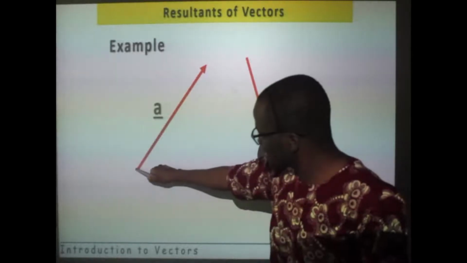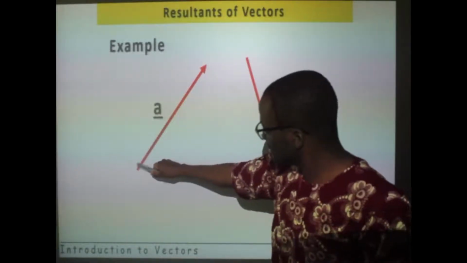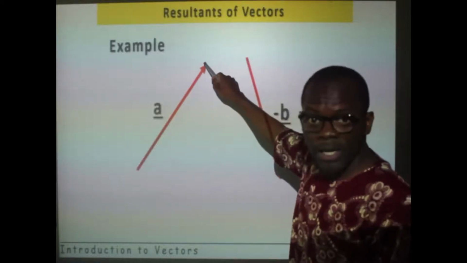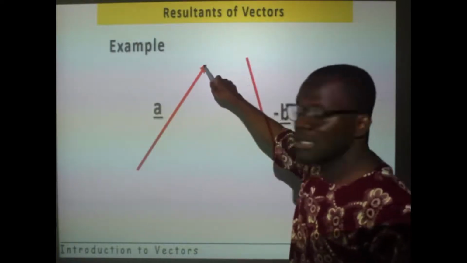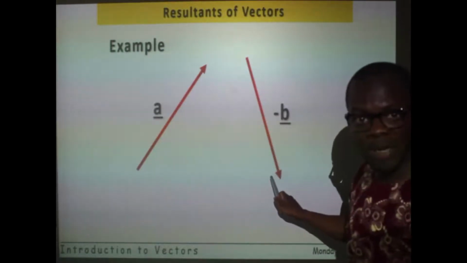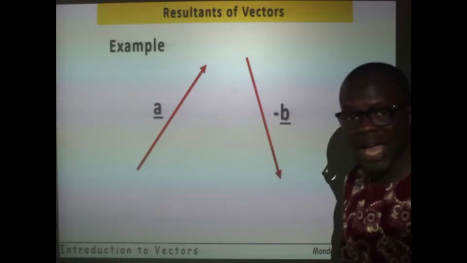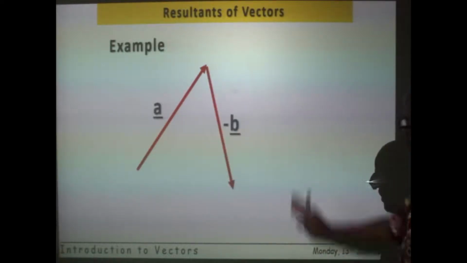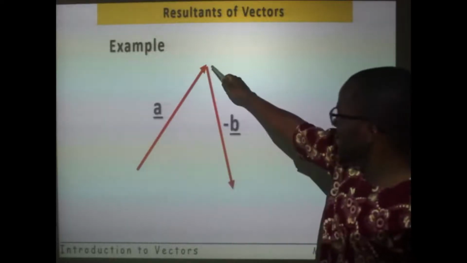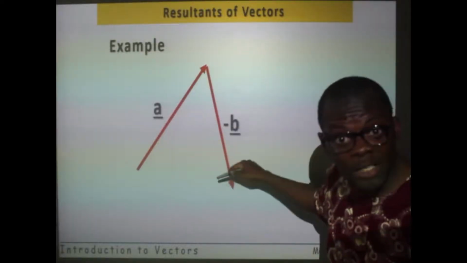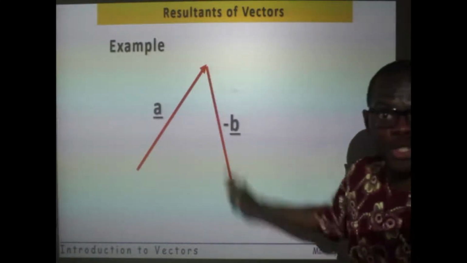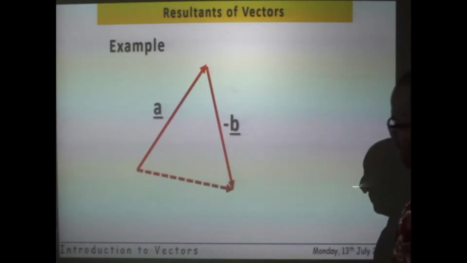The ending point of one will be the beginning of the other, and then that also terminates somewhere where the arrowhead ends. So when you bring the two vectors together, there's a vector A, there's a vector minus B this time, take note, minus B. When you combine the two vectors into one, that's what you have.